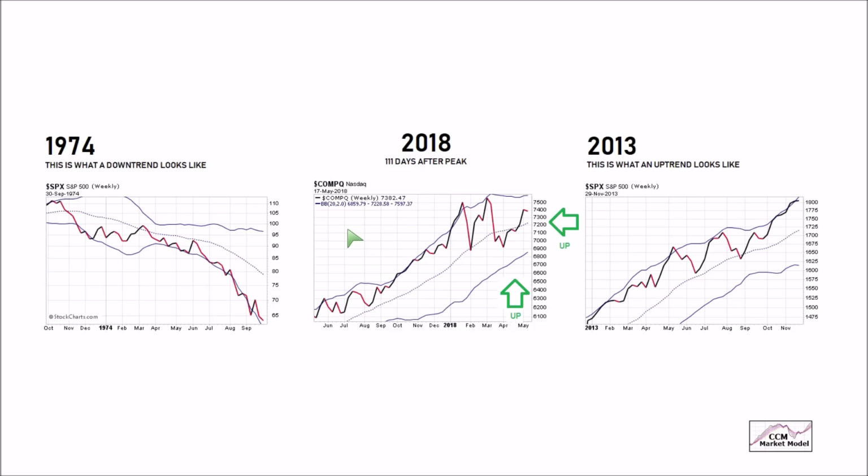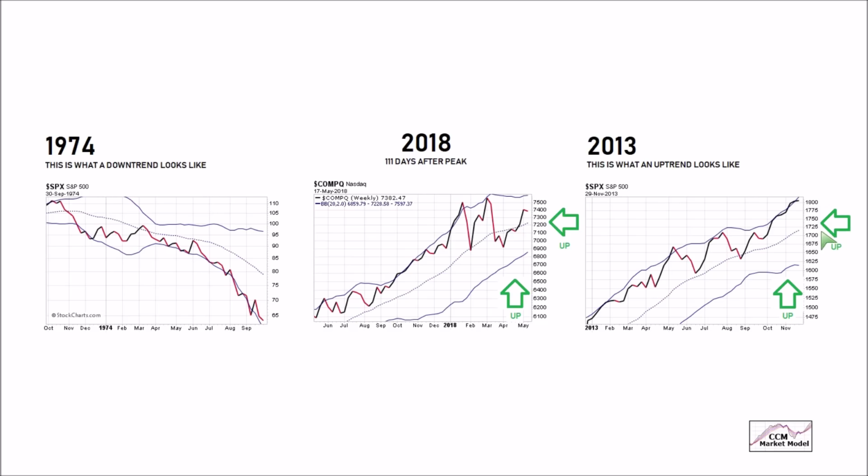May 17th, 2018, center line, positive for the NASDAQ, 111 days after the peak. The lower Bollinger Band has a positive slope. This is an uptrend here. This is an uptrend. Similar situation during an uptrend in 2013, where the market went on to print a series of higher highs and higher lows.